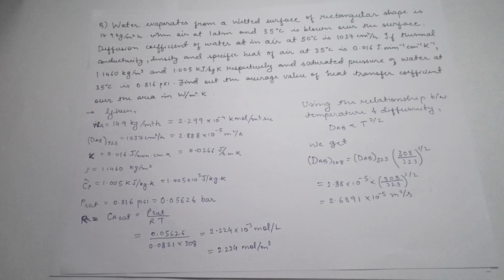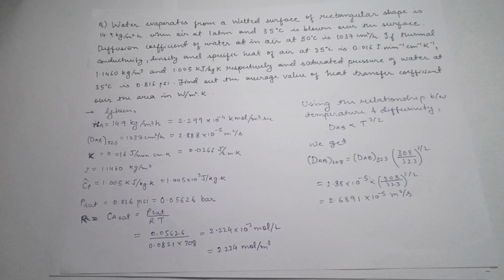So we will use the formula Ca is equal to P saturation upon gas constant R into T to calculate our concentration at saturation value. So this saturation concentration is the concentration near the plate wetted surface. If we substitute the values, we will get the Ca saturation as 2.224 mole per meter cube.